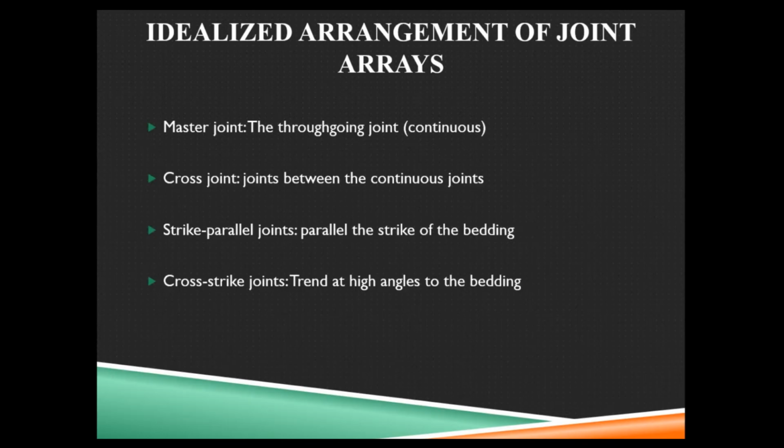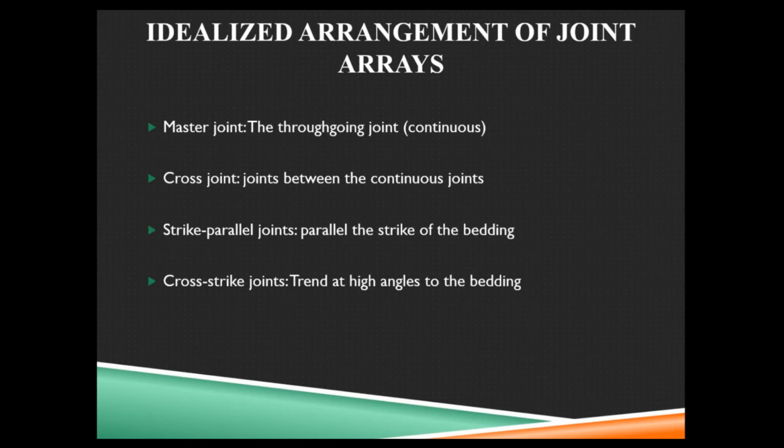In an idealized arrangement of joint arrays, you have a few different things. It doesn't always work out like this. This is idealized. But if you have through-going joints continuous through the rock, they're the master joints. They're the primary, the big joints that everything else is interacting with. Cross joints are the joints between the continuous joints. So in the sigmoidal and J, those are the ones that are at the angles and connecting these big through-going master joints.